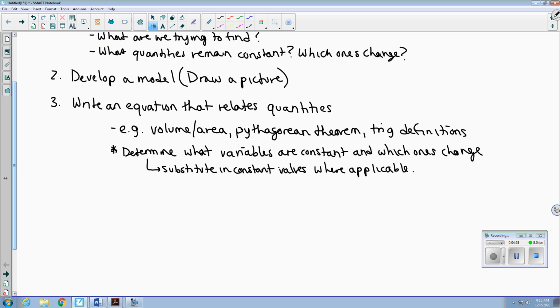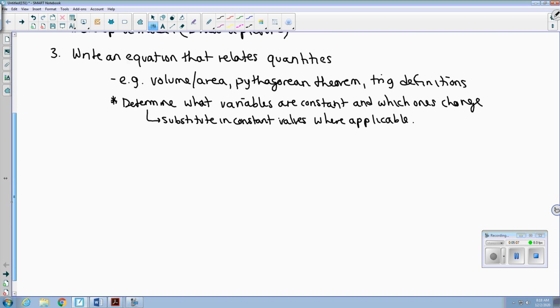taking the derivative of a constant is very easy. It just goes to 0. And it can also make our differentiation process much easier. I may take a product rule and reduce it down to just a constant multiple rule by just identifying that one of these variables remains constant.